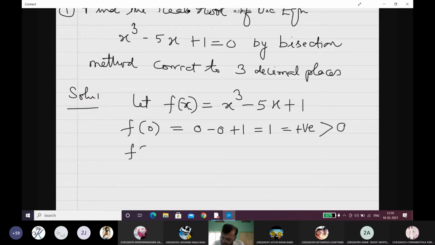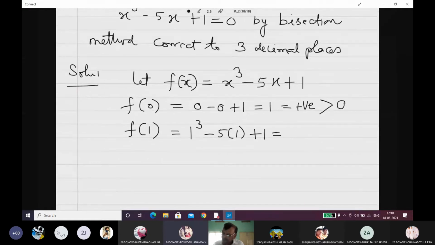Next, again f of 1. You have to substitute the value of x is equal to 1 in the given function f of x. Now that is equal to 1 cubed minus 5 into 1 plus 1. 1 minus 5 plus 1, 2 minus 5 is equal to minus 3. Is it positive or negative? Negative. Therefore, we write less than 0. We observe that f of 0 is positive, f of 1 is negative. That means the root lies between 0 and 1.